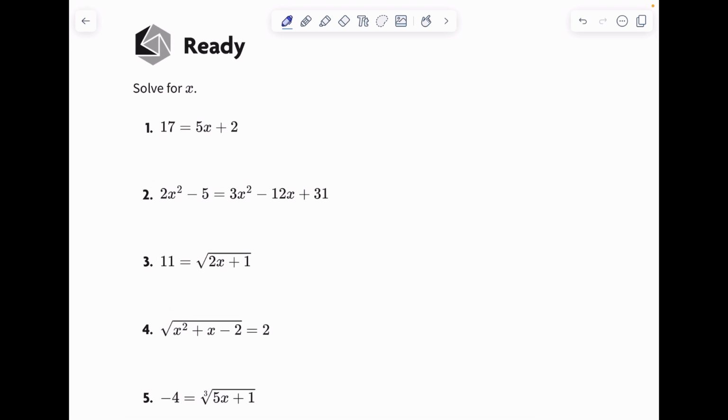So, question one, solve for x. So, again, you want to isolate your variables and have x by itself, right? So, to do that, I would subtract 2. So, I get 15 is 5x. So, now I have that 15 is equal to 5x. To get rid of this 5 and have x by itself, to isolate it, I divide both sides by 5, right? What I do to one side, I do to the other. And I get that 3 is equal to x. That would be my first solution right here, right?